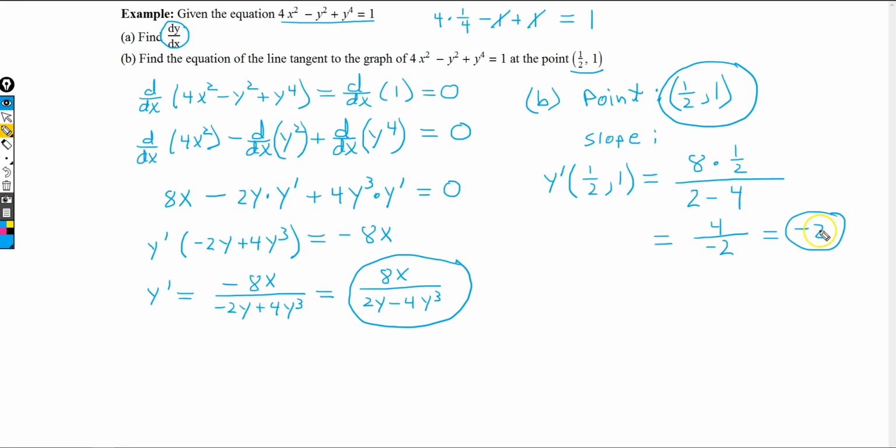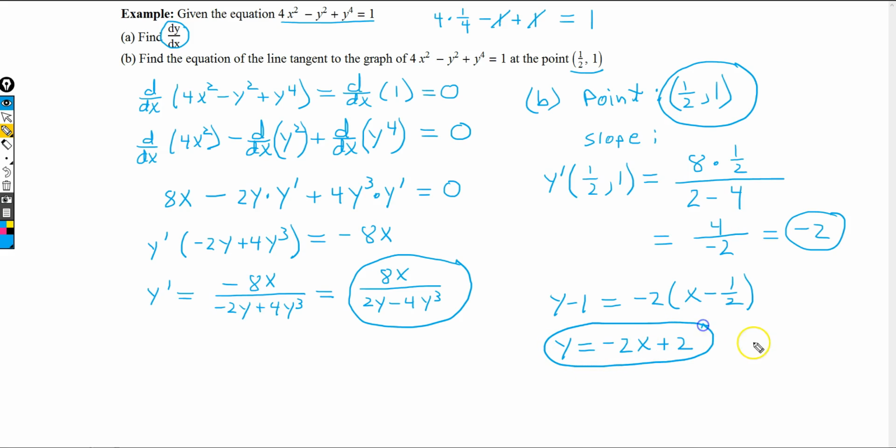Now we can find the equation of our tangent line, and that's going to be y minus 1. All right, and we can clean that up a little bit. Let's write that as -2x plus 1, and then plus another 1, bringing that over, plus 2. And there is the equation of our tangent line at that point.